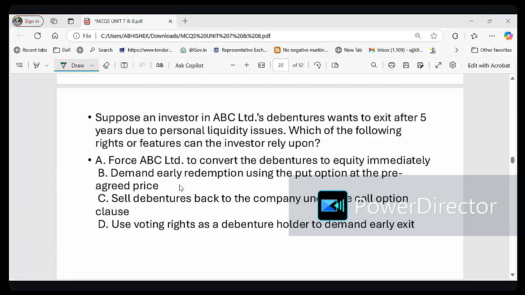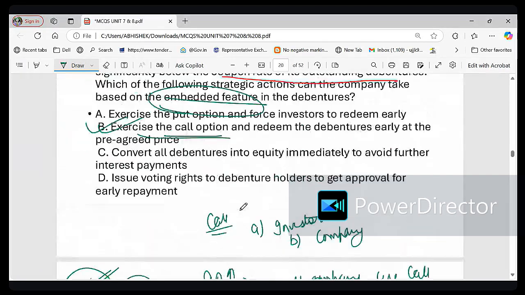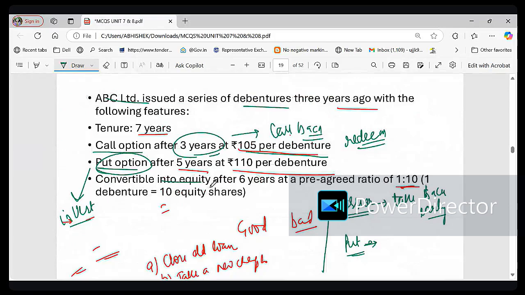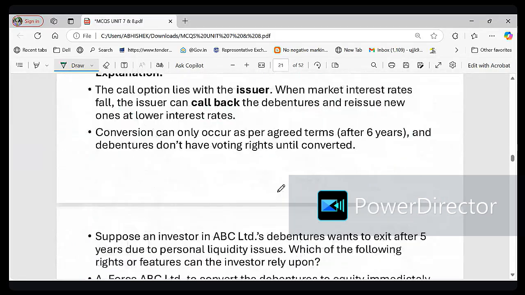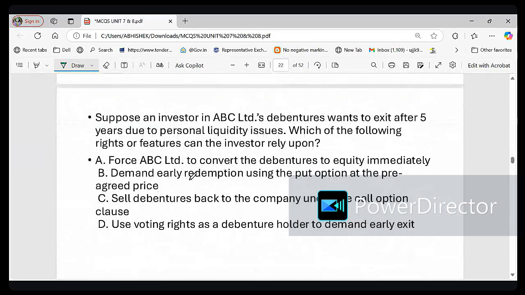So what are the options? One option says force conversion to equity. Equity conversion is allowed after 6 years only. You see it clearly written that conversion to equity can happen after 6 years. So you can't convert into equity just before the 6 years. Option B, put option. Yes, this is what they will use. Put option. That is the correct move.